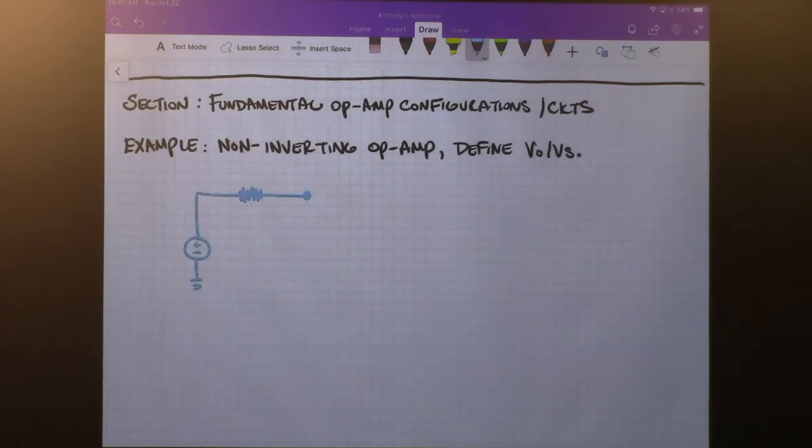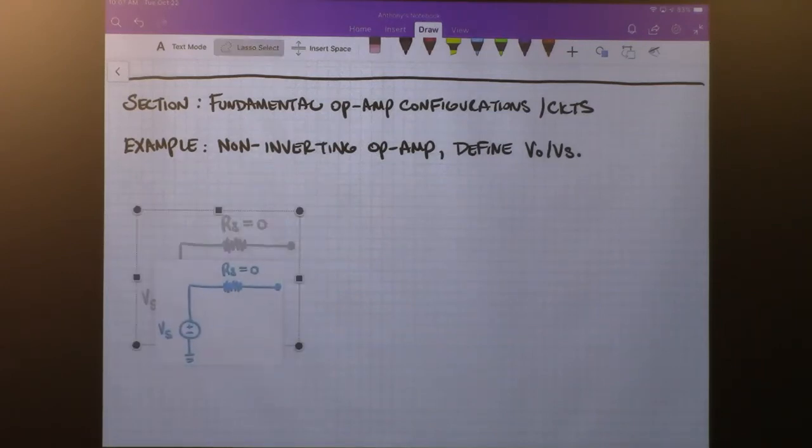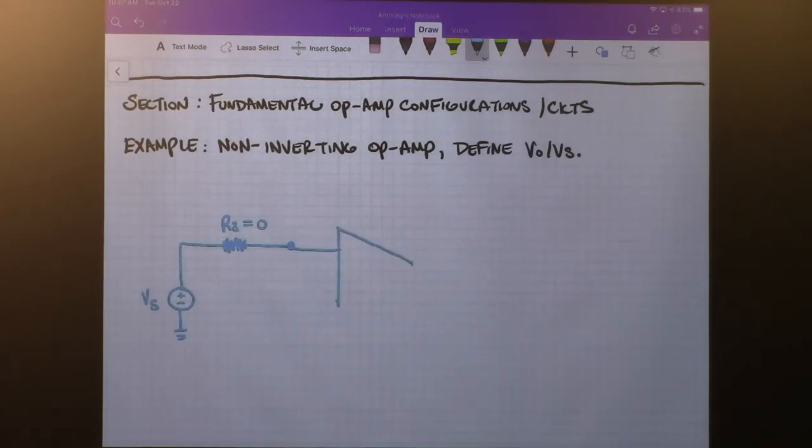Okay, this is our source. We're going to call this Vs. We have our Rs, which we are going to assume equals 0. I've got to move this down, I'm not going to have space. And so this feeds into our actual amplifier, so we'll draw this here.